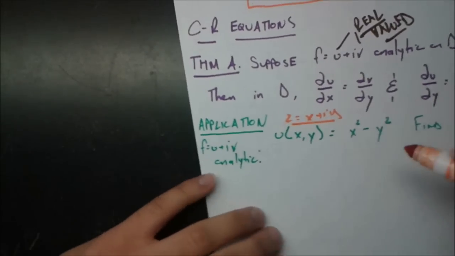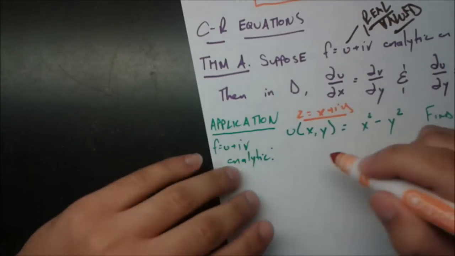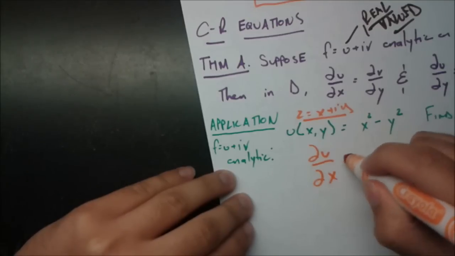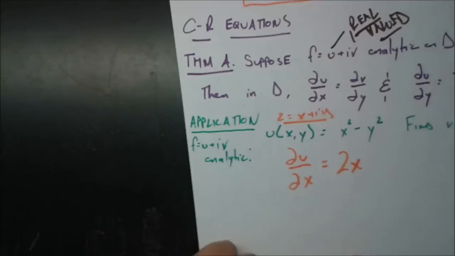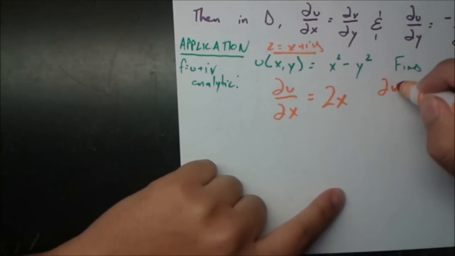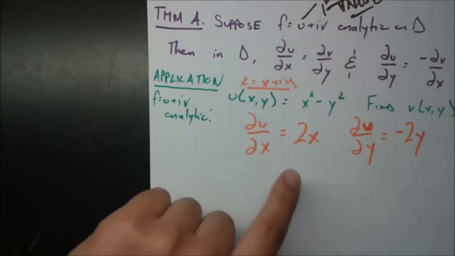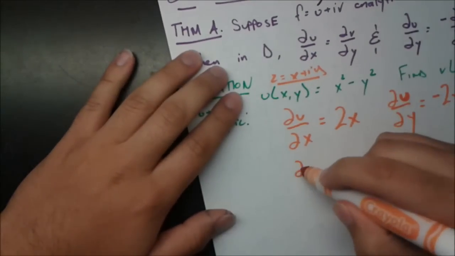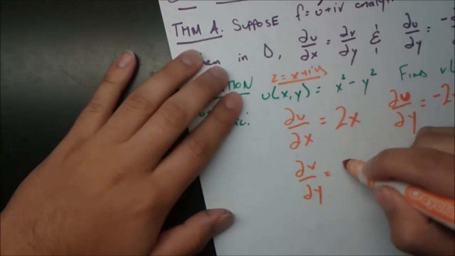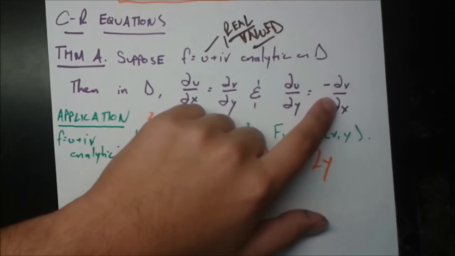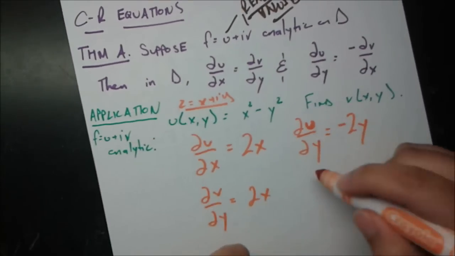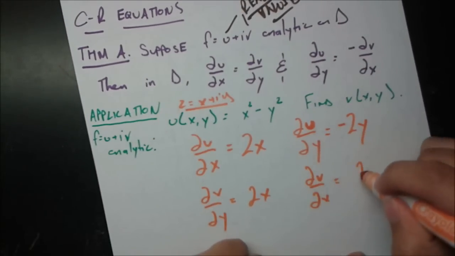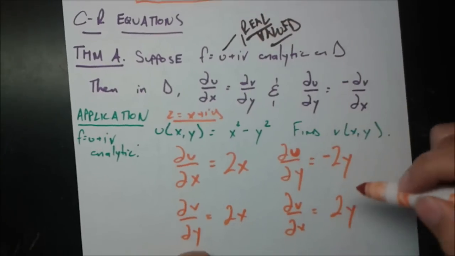So let's just go right into it. Let's first write the 2 partial derivatives of u. So du dx partial is what? That's going to be 2x. Okay? Now du dy is what? Negative 2y. Now we're going to use the Cauchy-Riemann equations because du dx is what? It's equal to dv dy. So dv dy equals 2x as well. And dv dx is what? The negative of du dy. So that means dv dx is equal to 2y because this was negative, so this is positive.